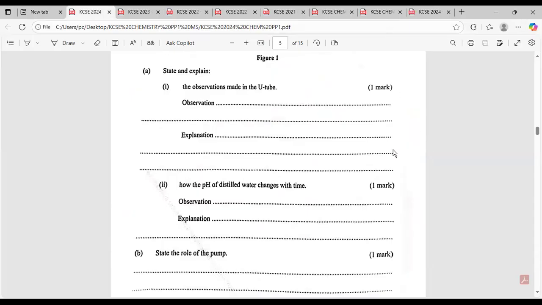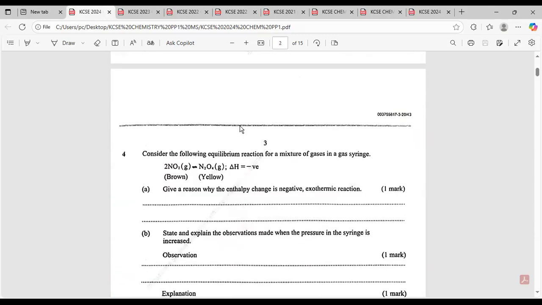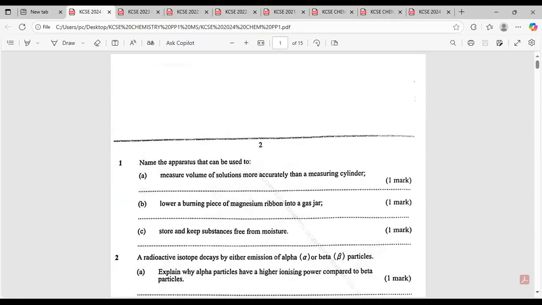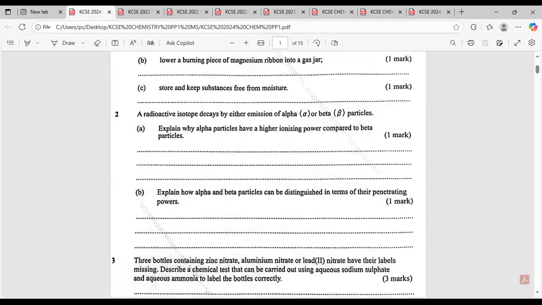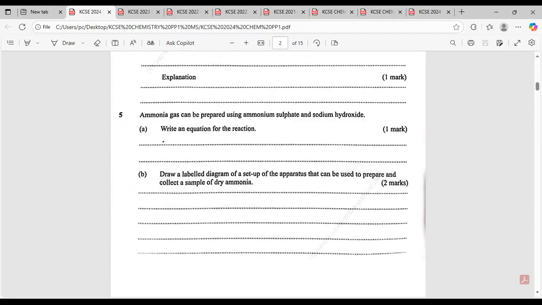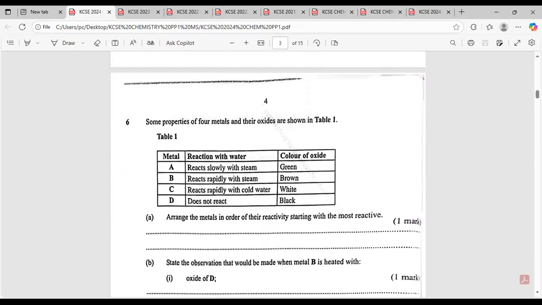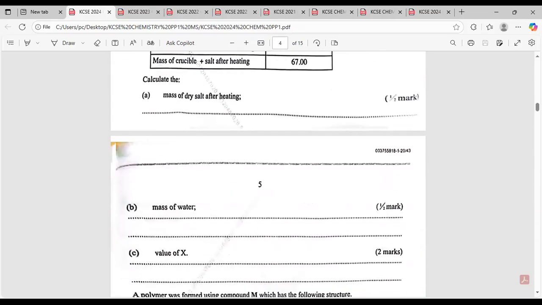I think here is 2024 about salts. Should be somewhere here. So let me just go to 2024. Uh, 2024.